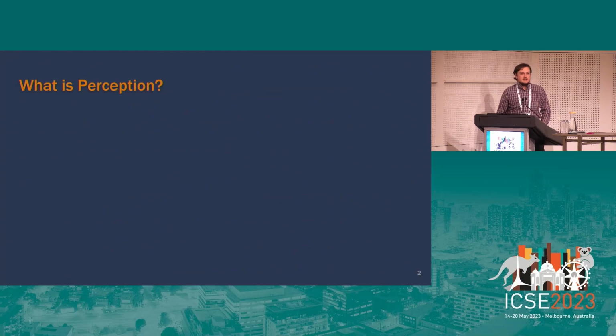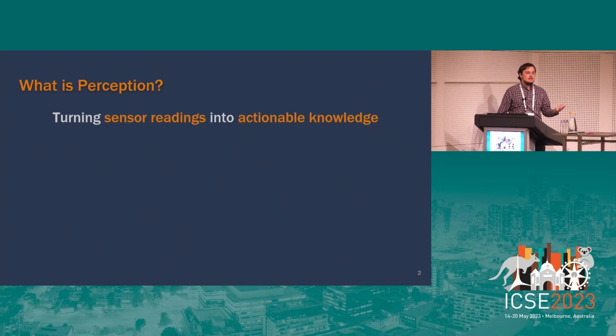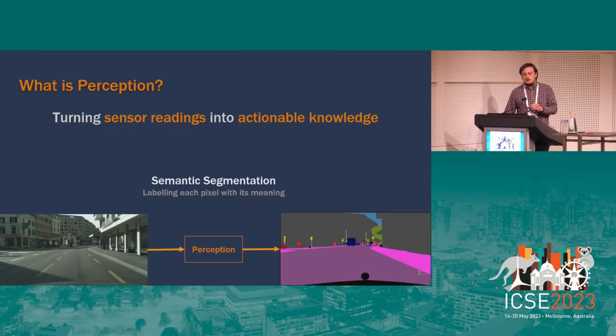So first, to understand this, we need to have a common language of knowing what perception is in this context. Generally speaking, perception is turning sensor readings into actionable knowledge so that we can navigate around our world in a safe way. But specifically for our talk today, we're going to focus on a type of perception called semantic segmentation, where we label each element of the sensor data with its semantic meaning.